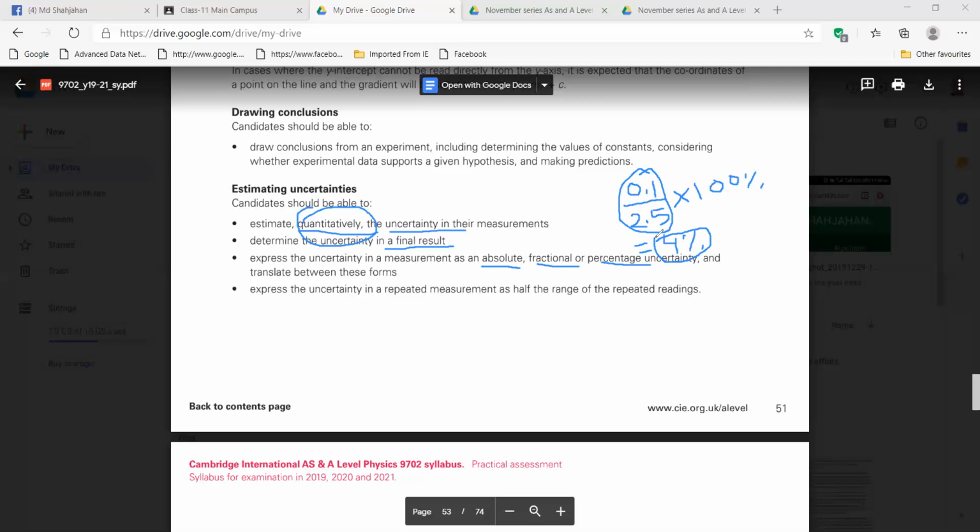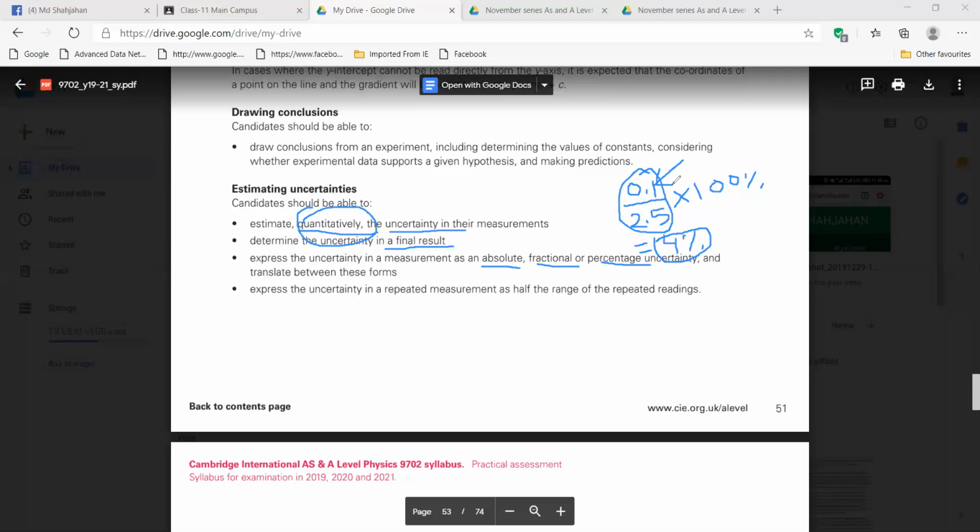And sometimes they will tell you the absolute uncertainty, like this one here, 0.1, it is your absolute uncertainty for this measurement. They will give you one measured value, and they will also give you the absolute uncertainty in that measured value. That time you have to calculate this way. Clear to you? Yes, sir.